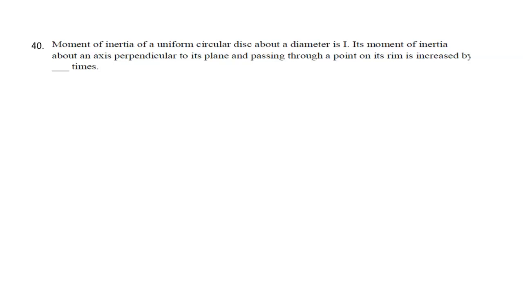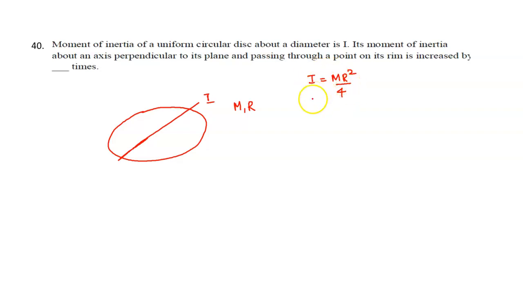Let us see the last question in this video. Here this is again related to rotational motion from the topic moment of inertia. It is given that the moment of inertia of a uniform circular disc about a diameter is I. Its moment of inertia about an axis perpendicular to the plane and passing through a point on its rim is increased by how many times. So let us assume this is a disc of mass m and radius r. About a diameter, its moment of inertia is given as I. We know that about a diameter, the moment of inertia is nothing but mr square by 4. So according to the diagram, I will be equal to mr square by 4.